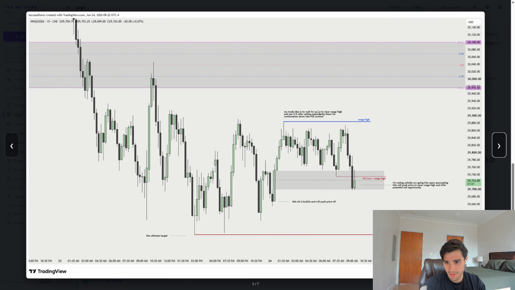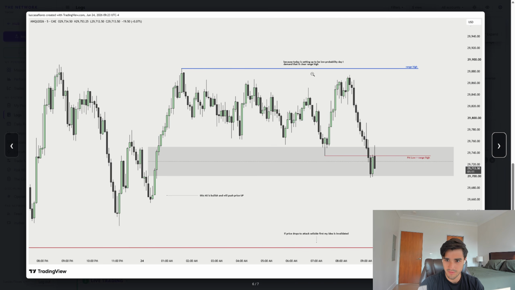So my trade idea is to wait for price to clear the range high and see if it offers selling opportunity there for continuation down into previous daily low. So I'm thinking this market structure is bullish and will push price up. I'm noting the sell side accumulation, speculating it'll push price to clear the range high. So because today is setting up to be low probability, I demand that it clear range high.